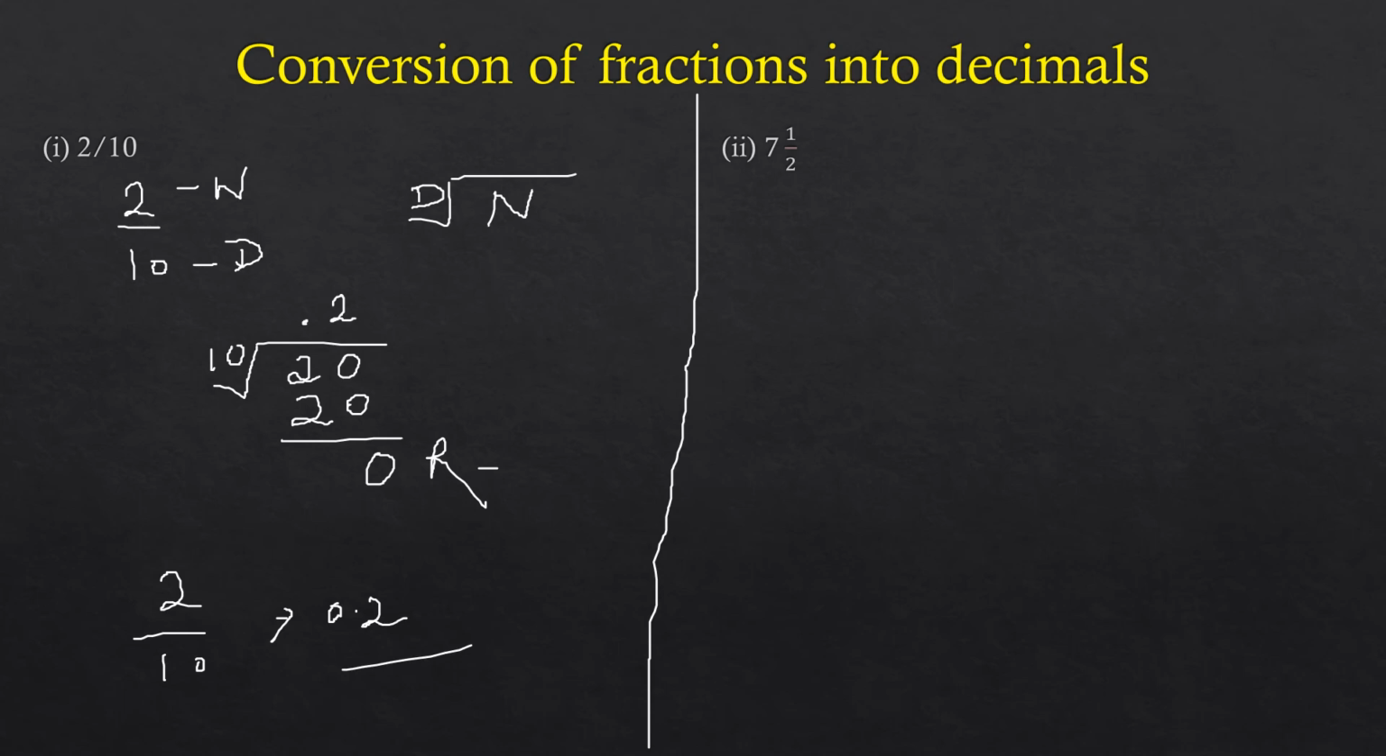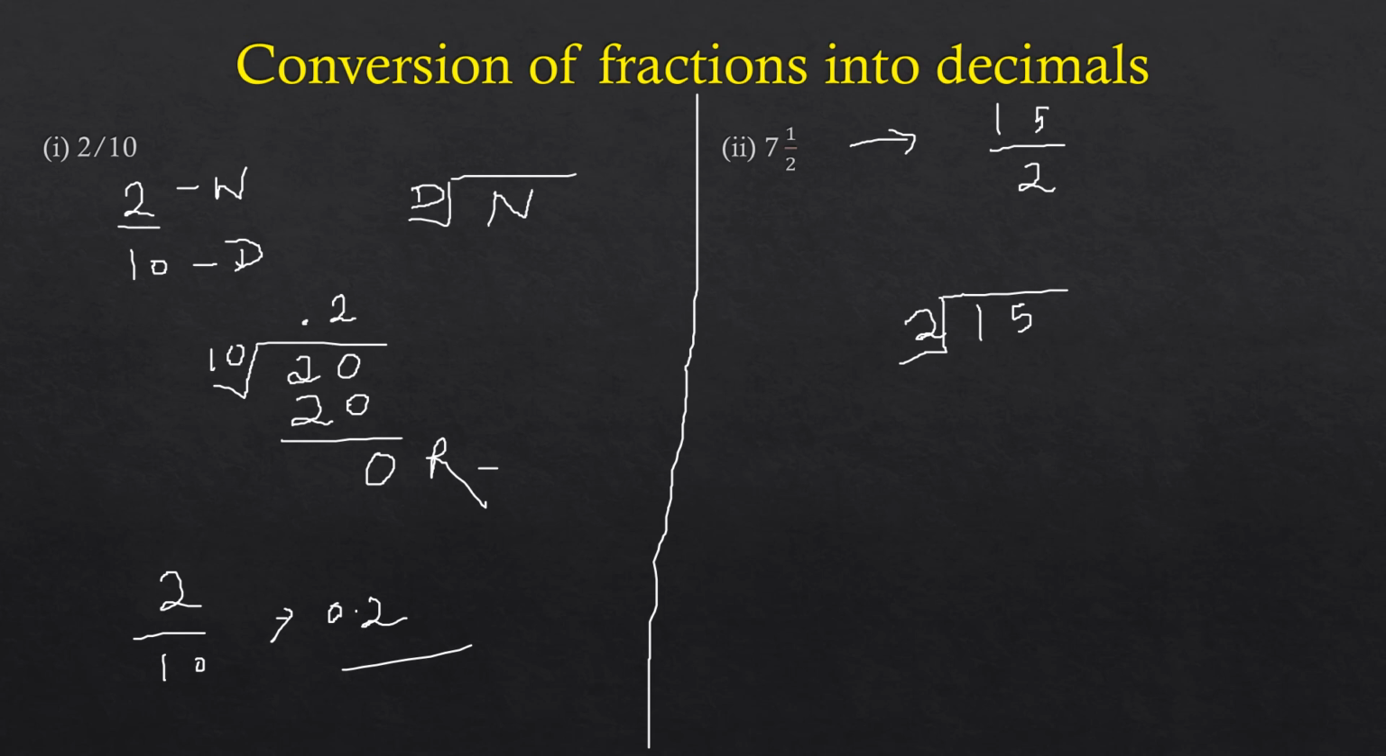Now let's see the second question. The second question is 7 whole 1 by 2. This is given to us as a mixed fraction. First of all, we will convert it into an improper fraction. The improper fraction for 7 whole 1 by 2 is 15 by 2, right? Now we will divide as we simply do. So 15 will be written here and 2 will be written as the divisor. Now 15 is not completely divisible by 2.